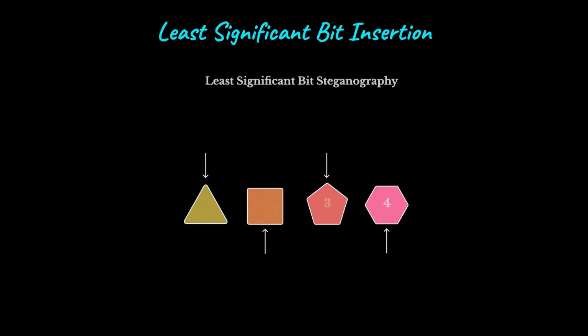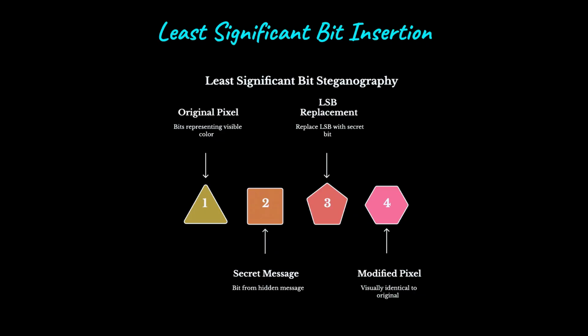The classic digital technique is least significant bit insertion. Each pixel's lowest bit contributes almost nothing to the visible color, so replacing it with a bit of the secret message changes the picture so slightly that no human eye can tell the difference.